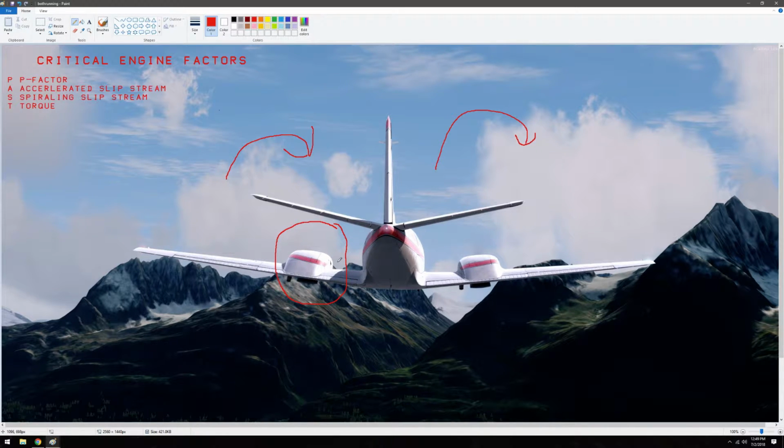The critical engine is defined as the engine that, when lost, will have the most adverse effects on flight characteristics. So these four factors, P factor, accelerated slipstream, spiraling slipstream, and torque, go into making the engine a critical engine. So let's go ahead and dive in, and we'll talk about critical engine factors.